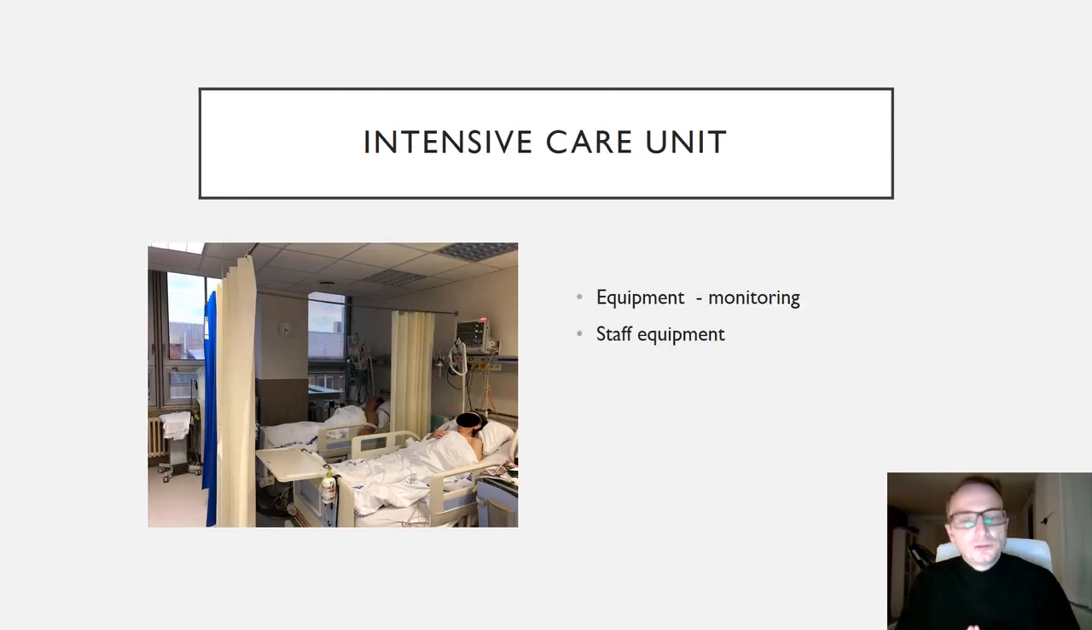From this emergency room, the patient can be transferred to the intensive care unit, or, for example, if any surgery is required, he is transferred to the operation theater. This is a picture from our intensive care unit. What is crucial? There must be equipment for monitoring, again, of the vital functions, and of course staff. There must be a lot of nurses, a lot of intensive care specialists, nurses and doctors.